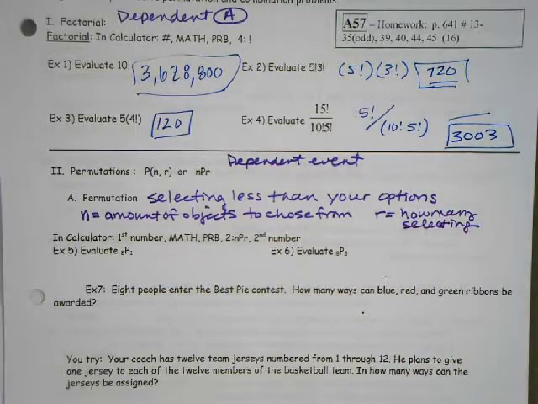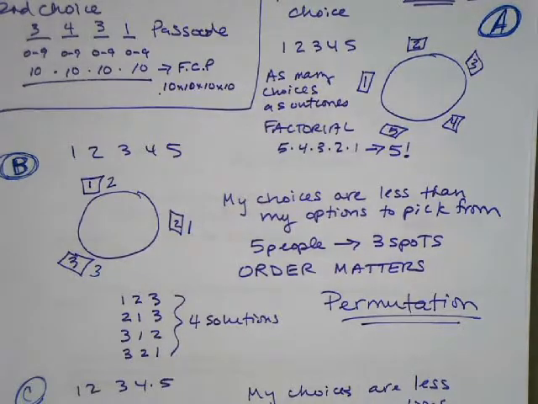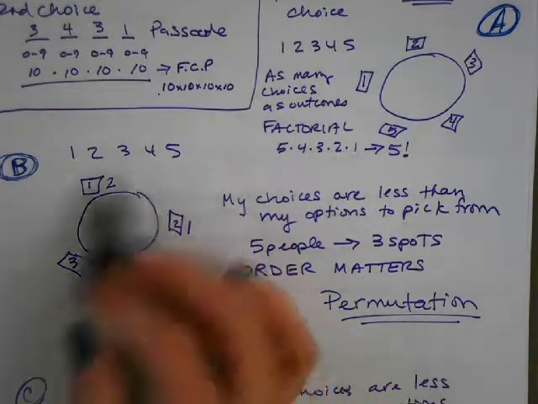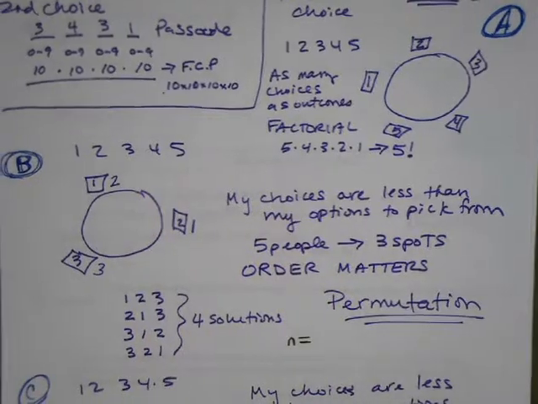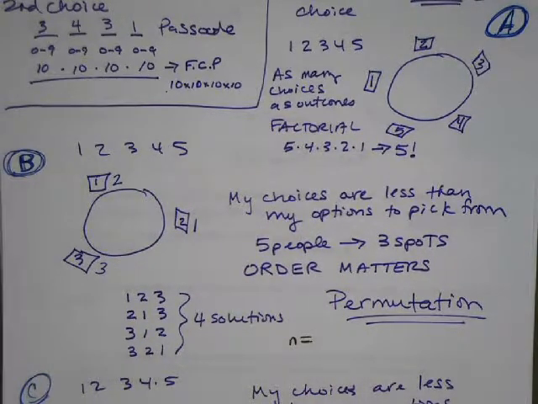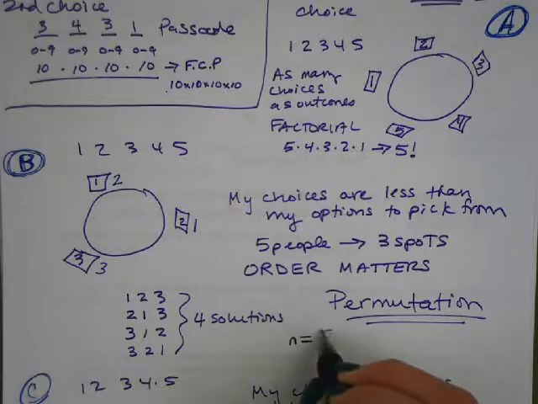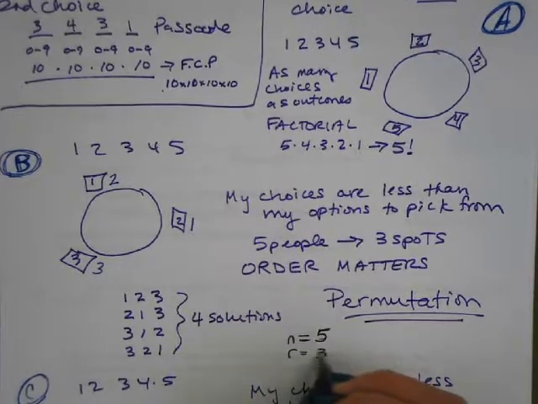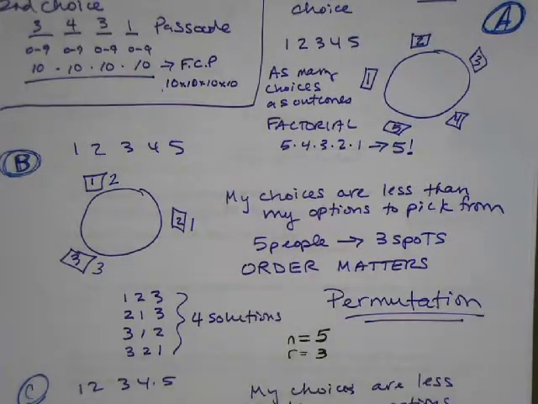Okay, so if I look at the example I gave you guys, my n is what? What is my n on this example? My n is my total number of objects, 5. So my n is 5 in this example. How many am I selecting? 3. Okay? Does that make sense?